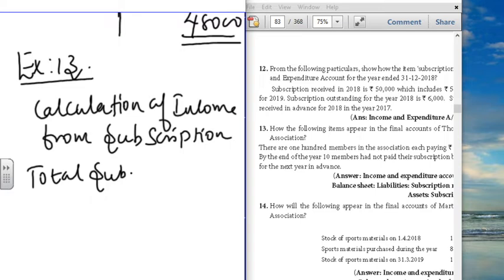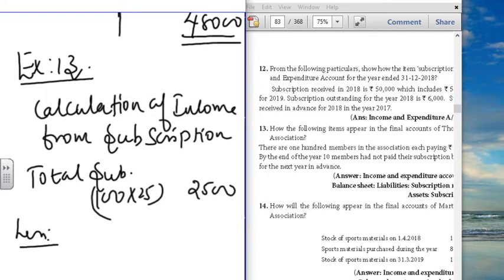There are 100 members in the association, each paying 25 as the annual subscription. So 100 members each paying 25, it is going to be 2,500. Next, less.